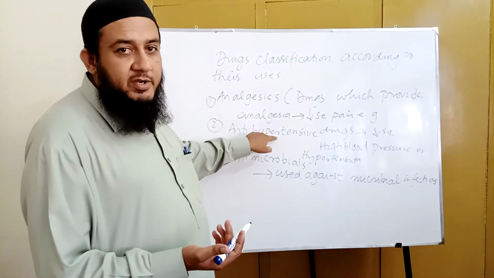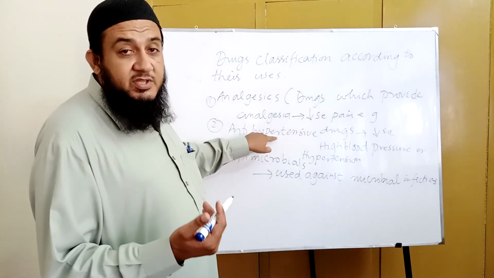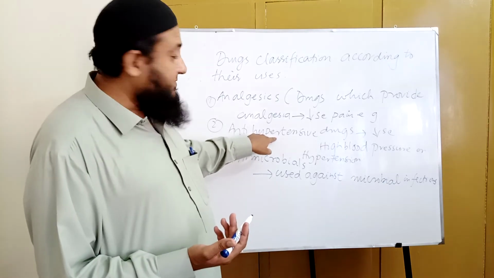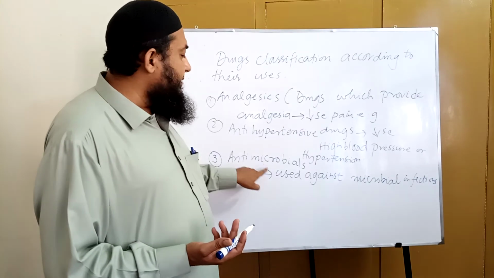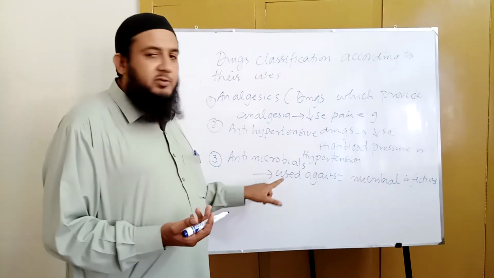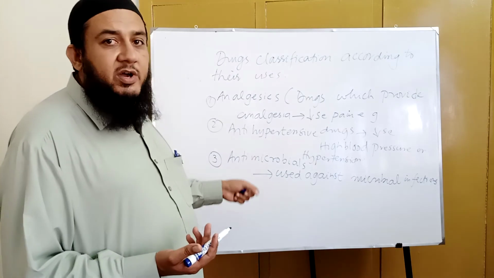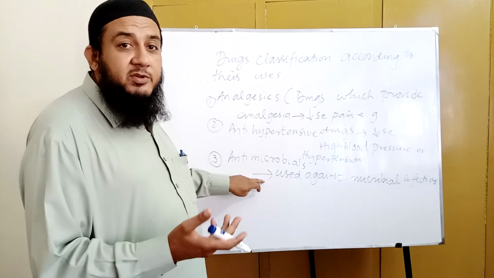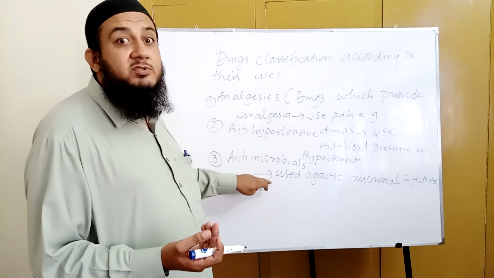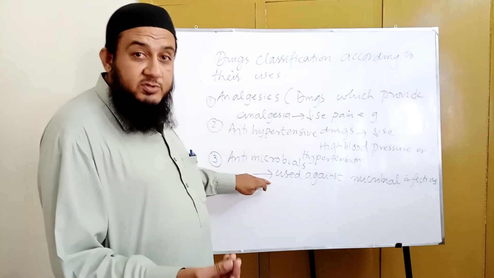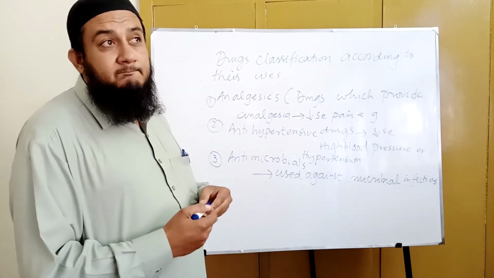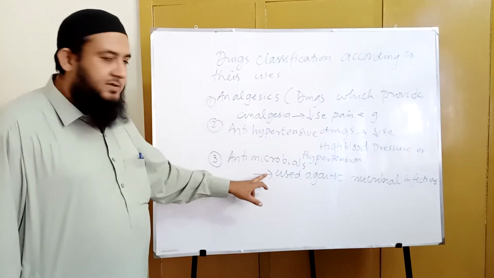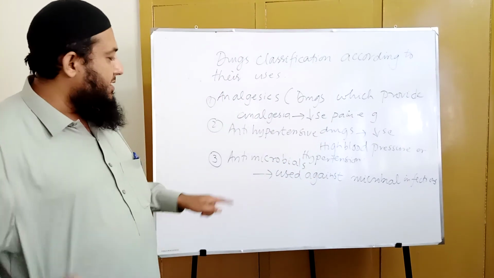Antihypertensives are further divided according to the part on which they act. May act on blood vessels, may act on heart, may act on kidneys, etc. Antimicrobials are used against microbial infection. They are further divided: may be used against bacteria, viruses, fungi, etc. And they are further divided: may be used against tubercular infection, in leprosy, in Gram positive, Gram negative. Structural activity relationship is again applicable here.